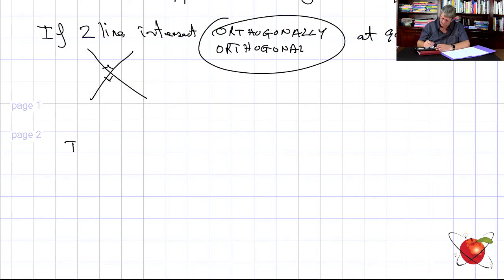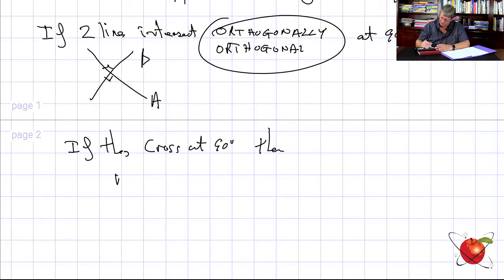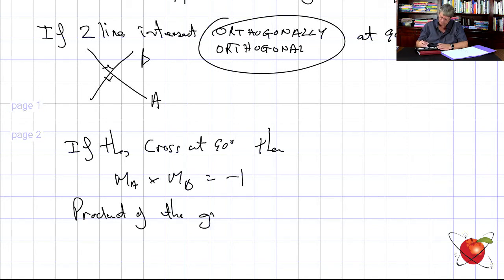we say if they cross at 90 degrees, then this is line A and that's B. M of A times M of B must be minus 1. That's the product of the gradients. Product of the gradients must be equal to minus 1. Let's just finish that off.